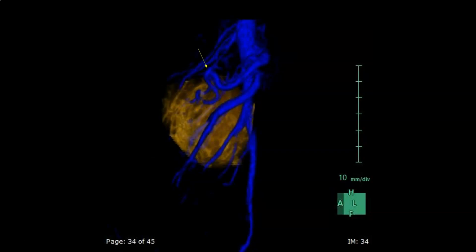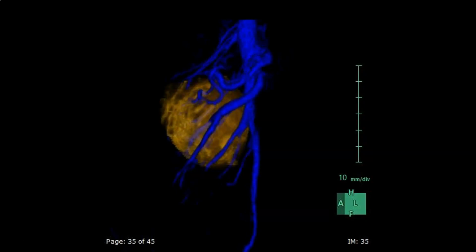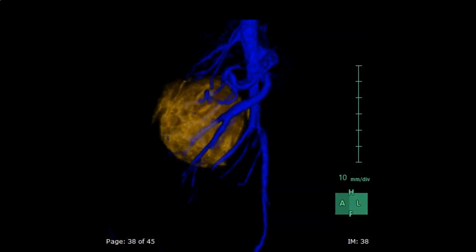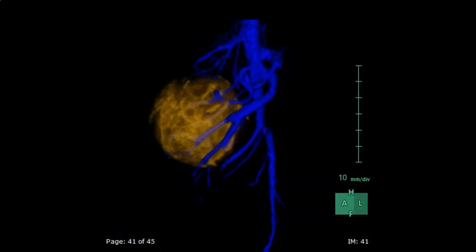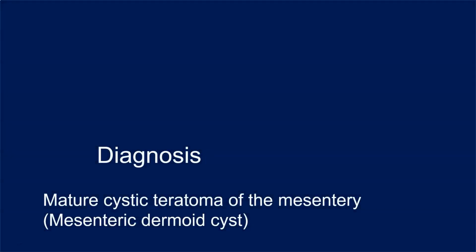We see here that the upper jejunal vein is making a loop which is not made by the other jejunal veins, which localizes the lesion not only to the mesentery but exactly to the upper jejunal part of the mesentery. The diagnosis is mature cystic teratoma of the mesentery, mesenteric dermoid cyst.